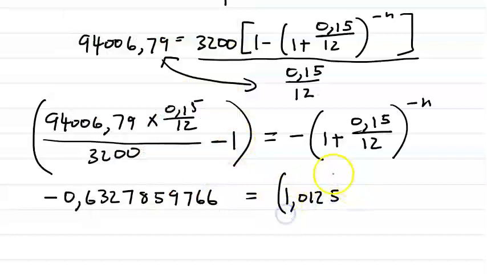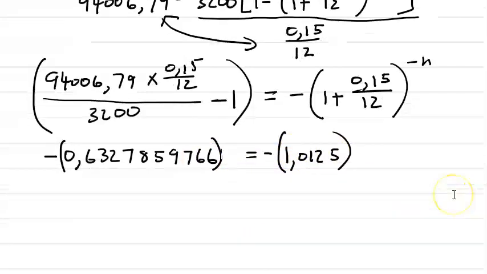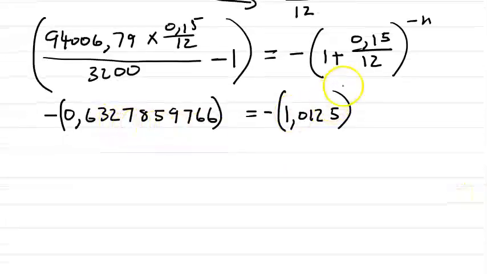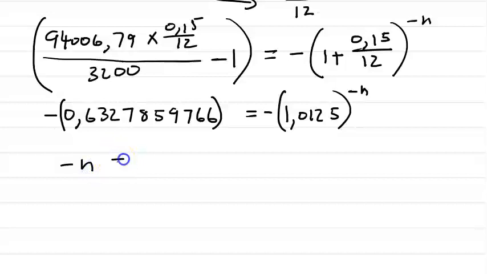1.0125. So don't forget now that we have a negative on both sides of our equation. And if we have a negative on both sides of our equation, if we divide or multiply by negative 1, these two negative signs would now disappear. Right, so both sides now become positive. Oh, let's not forget the minus n at the top.